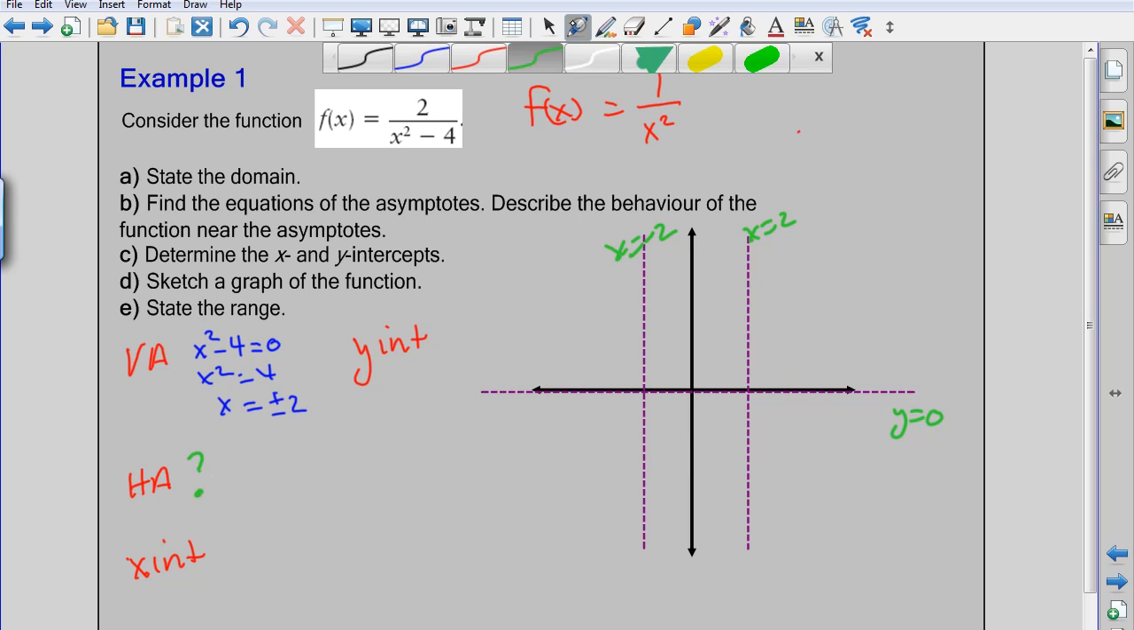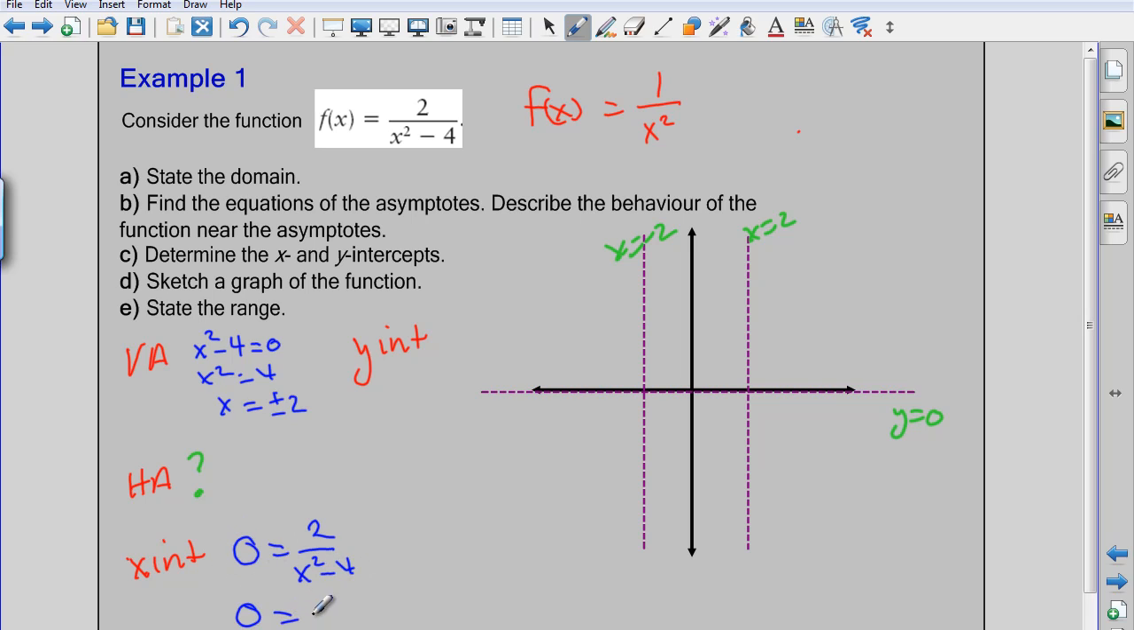Next thing to do is find our x-intercept. And our x-intercept is found by setting y to be 0. So when we set y to be 0 and we go ahead and solve, we multiply both sides by x squared minus 4. Well, 0 times anything is still 0. So we end up with 0 equals 2, which really doesn't make a whole lot of sense. So what we say is that there are no x-intercepts. If there's no x-intercepts, then really what that means is there is a horizontal asymptote at y equals 0. Our function can never touch the x-axis.